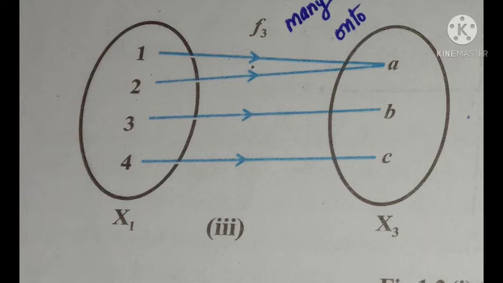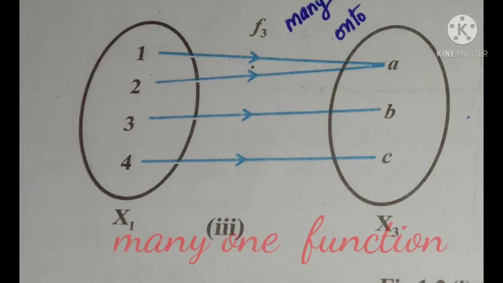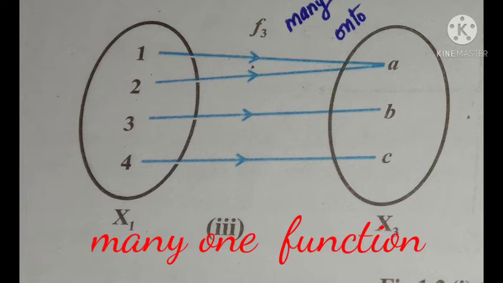Listen, here images of 1 and 2 are same. Isn't it? Image of 1 and image of 2 is same. So, here different X elements have same image and therefore the given function is not one-one. If it is not one-one, then the function is known as many-one function. If a function is not one-one, then it is known as many-one function. So this is a many-one function because the same images are there for different X elements 1 and 2. Okay.